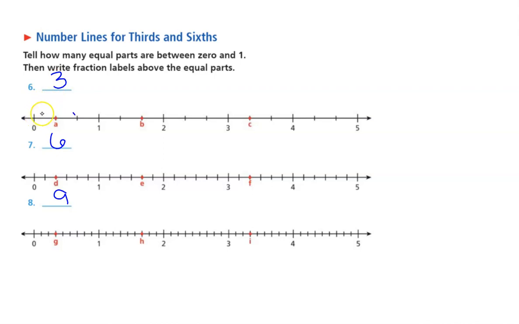So, if we think about our jumps, this is going to be 1/3, 2/3, and then 3/3. So we're going to label this as 1/3, 2/3, and then 3/3. Oh my gosh, why did I write fourths? That's funny. Sorry guys. So that's going to be 1/3, 2/3, and 3/3.